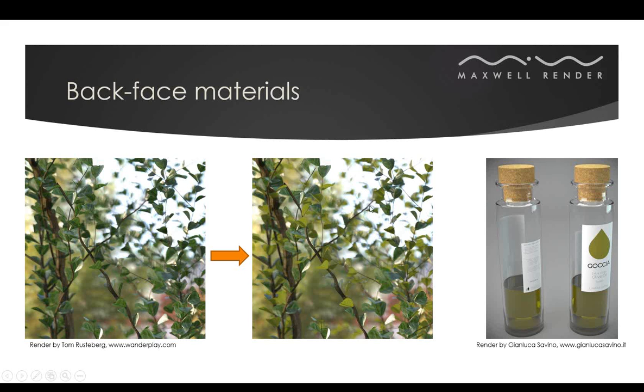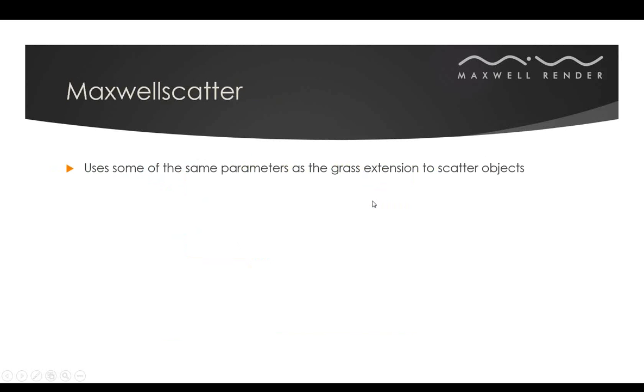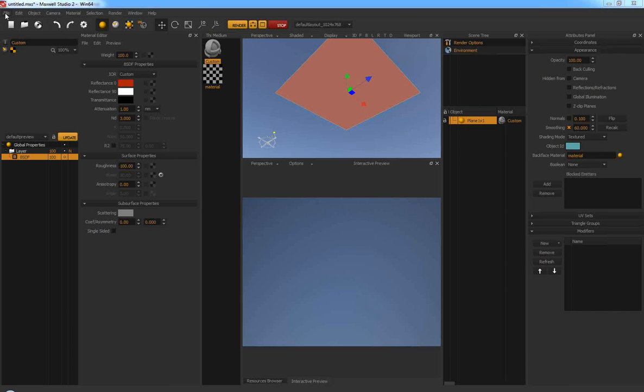Okay, moving on. This is another new extension we added called Maxwell Scatter, which works very much like the grass extension, except that you can scatter any object that you like. You can even scatter referenced objects. Okay, let me show you a really quick scene of that.